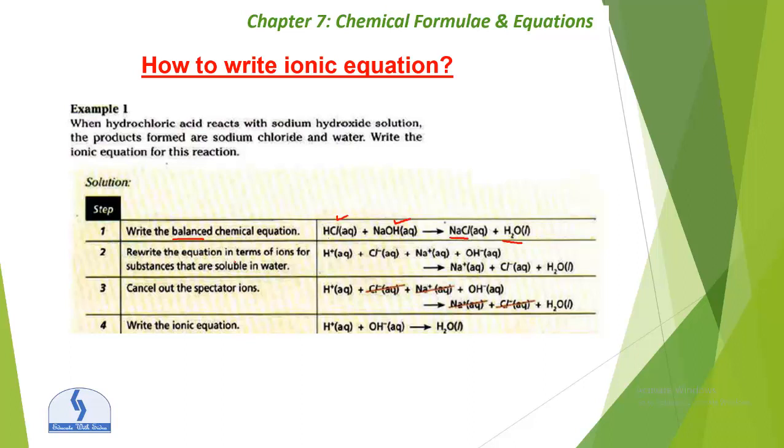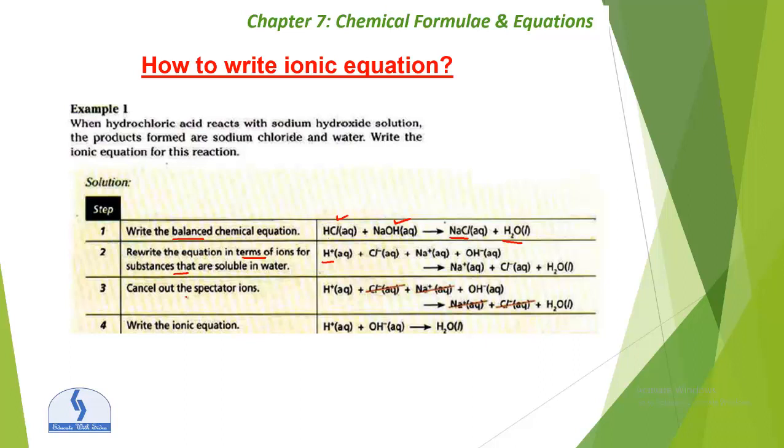Okay, now rewrite the equation in terms of ions for substances that are soluble in water. We know that the chloride ion and hydroxide ion are all soluble in water. So we have H plus, Cl minus, Na plus, OH minus. It will give you Na plus, Cl minus, and H2O is in liquid form. H2O is a liquid, it is not aqueous, right?